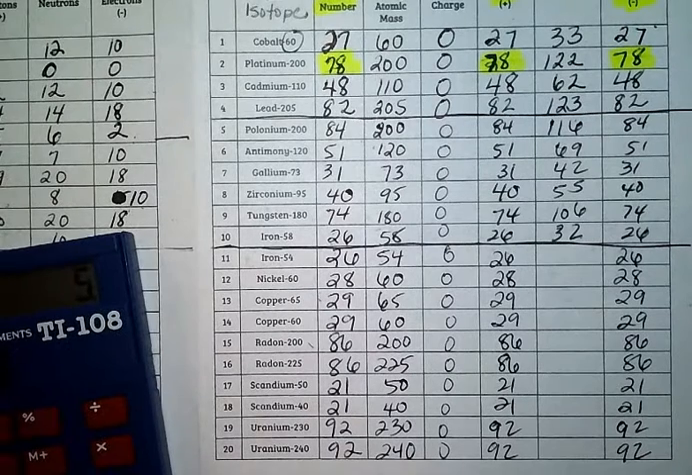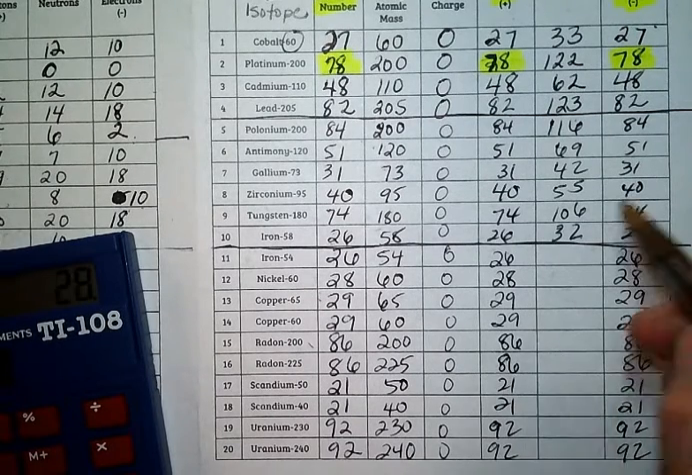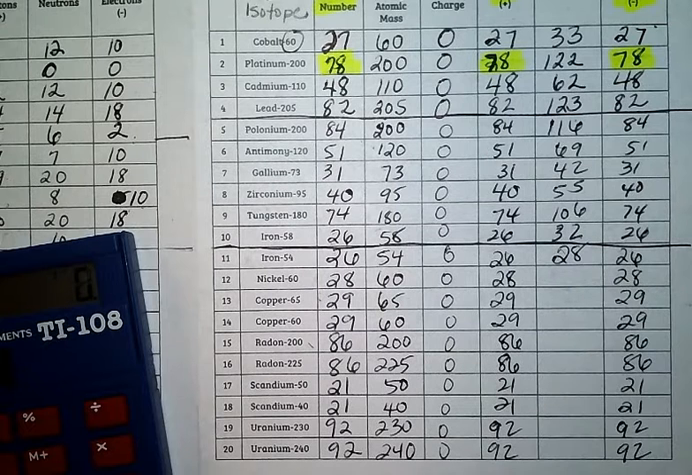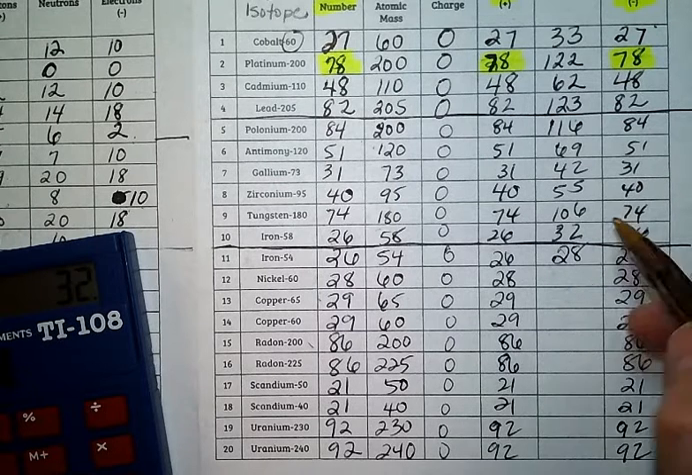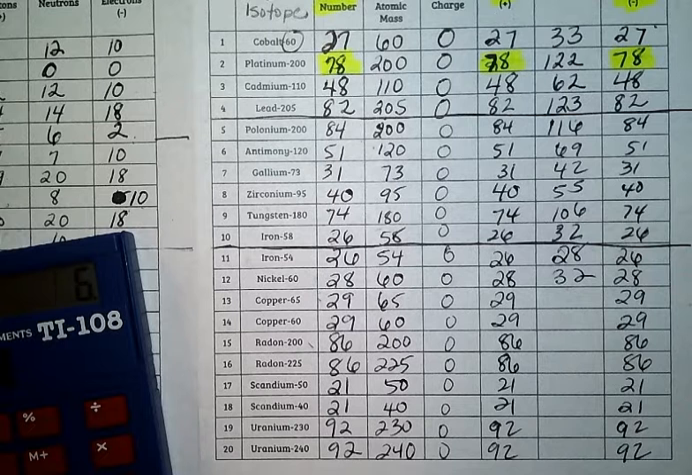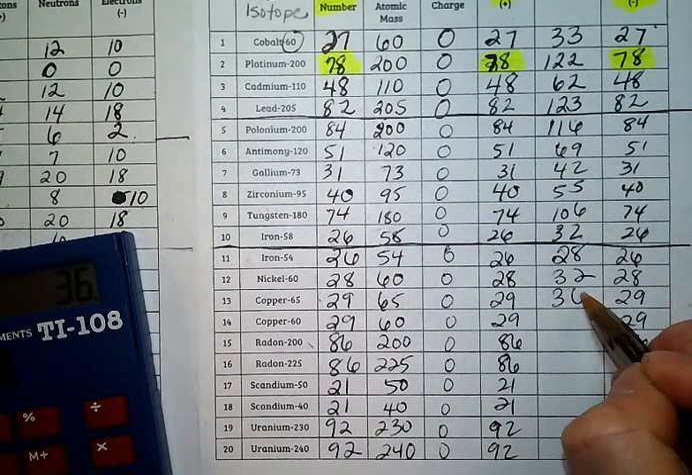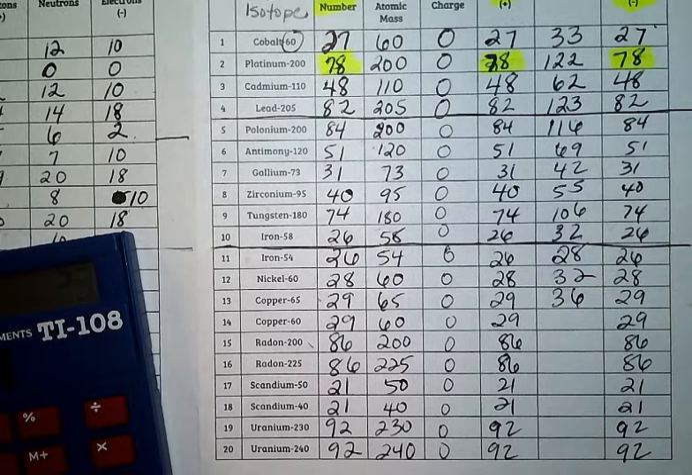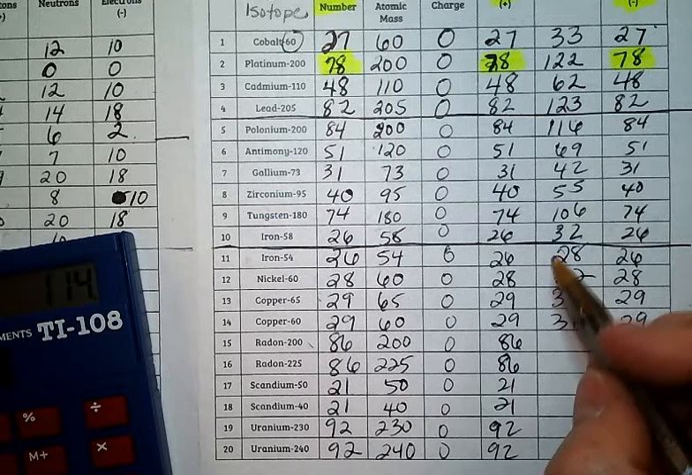So 54 minus 26 is 28. And then 60 minus 28 is 32. And then 65 minus 29 is 36. And 60 minus 29 is 31. And 200 minus 86 is 114.